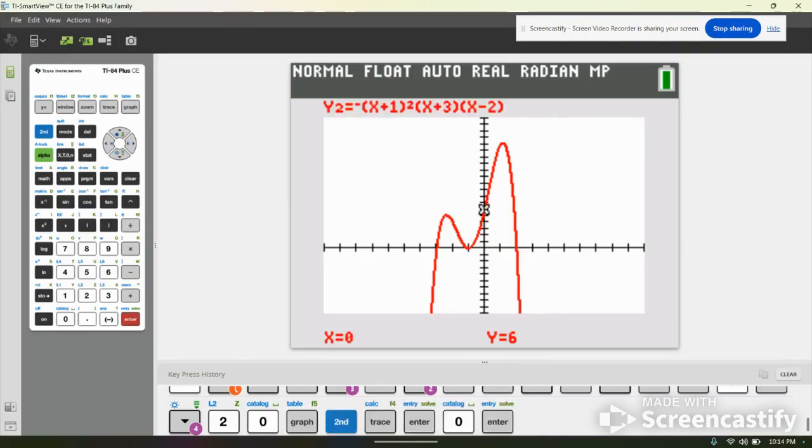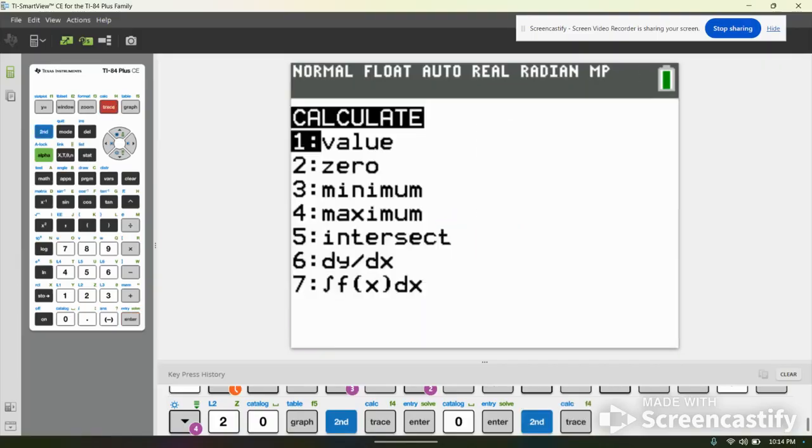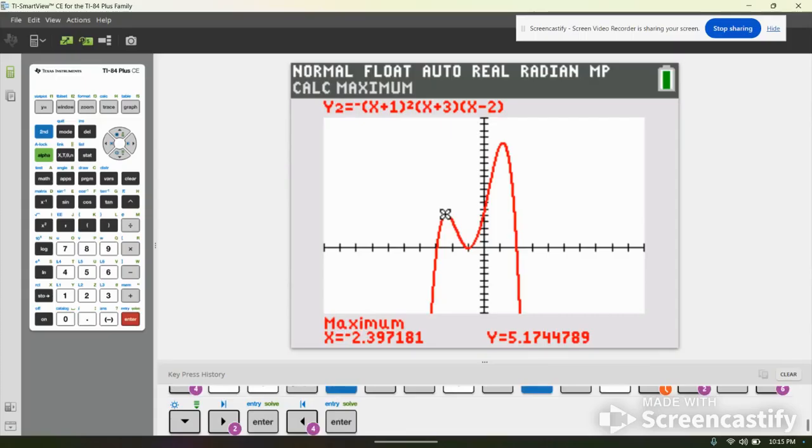Gives us a y-intercept of 6. We could have done that the old-fashioned way by plugging in 0 for x, but our calculator did it for us. So we know our y-intercept is 6. And then let's find our two maximums. There's one of our maximums. This one is our relative max. And that is another maximum. This one is the absolute highest that the graph goes. So we would consider this our absolute max.